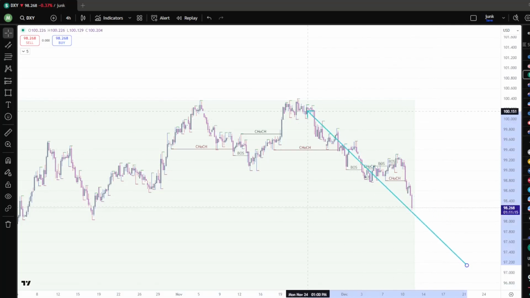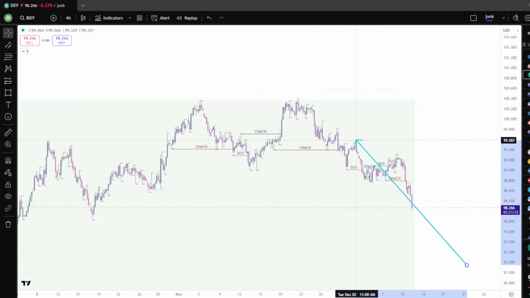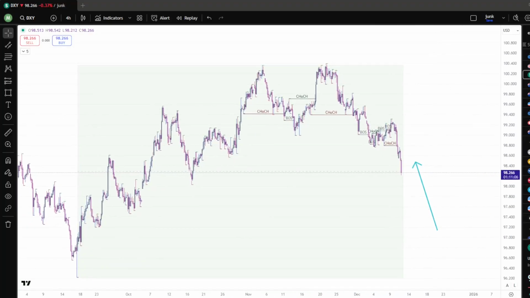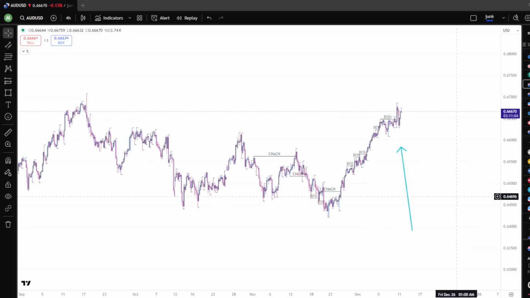But as you know, it made a double top, and it's now making lower highs, lower lows, lower highs, and continuing lower lows. So bearish. And the internal structure too. AUD USD, let's go map out the current range.